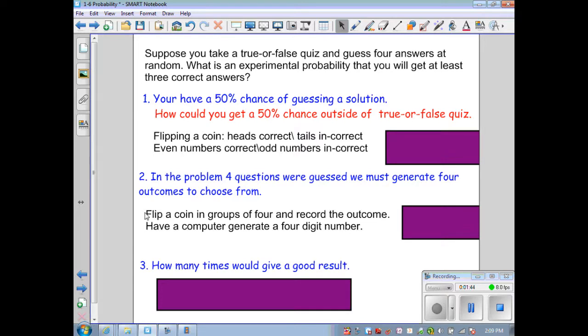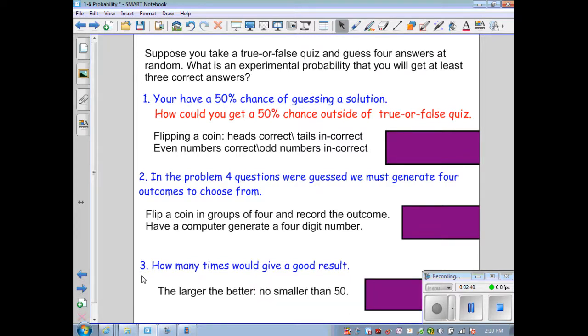Then I would have to flip 4 more times and 4 more times after that to generate groups of 4, and then determine how many heads would get me 3 solutions or more. Or I could have a computer generate groups of 4 numbers, in other words, a 4-digit number, and then have that determine how many even numbers are in each group to determine how many are correct. 3 even numbers in a group or more would give me correct. Any more than 1 odd would be getting 2 or more wrong.